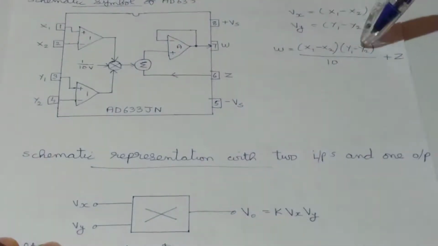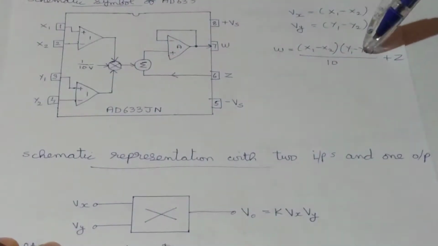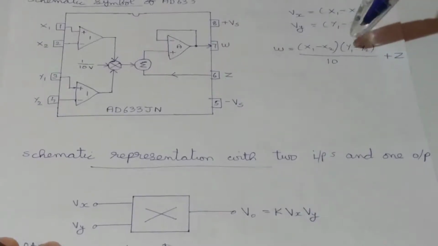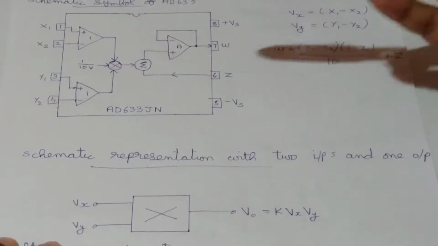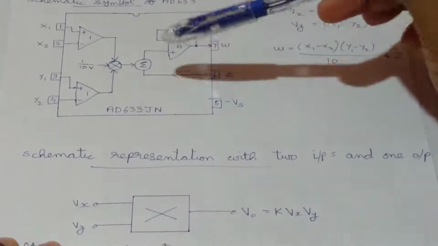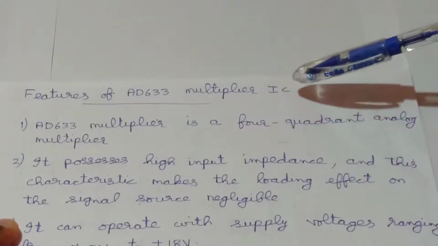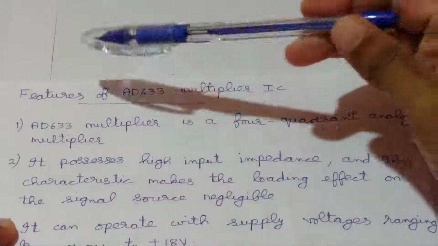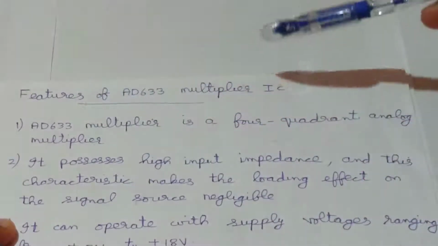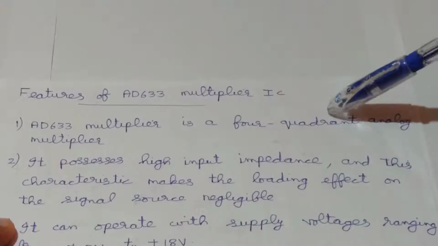And hence Vy will be y1 minus 0, or Vy will be equal to y1. Let's now consider some features of this AD633 IC. The main features of this AD633 multiplier IC: first, the AD633 multiplier is a 4-quadrant analog multiplier.